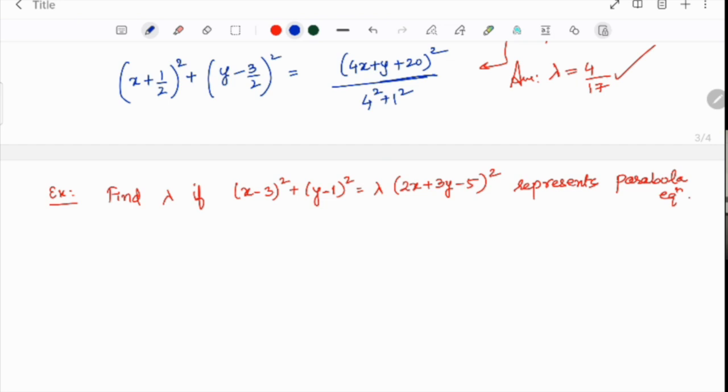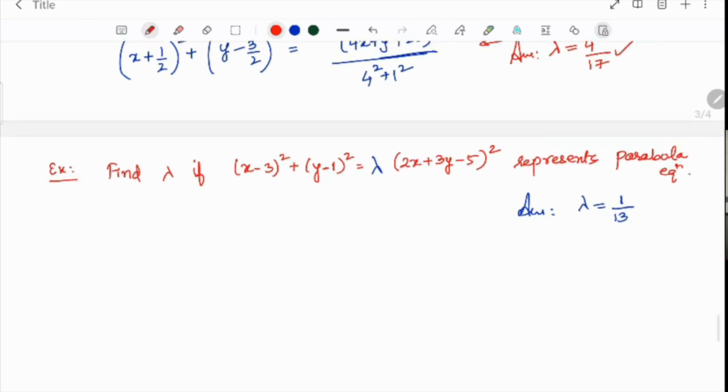So what is it? 1 by 13. 1 by 13 is right. Okay, fine. I think focus is 3 comma 1. Directrix is 2x plus 3y minus 5 is equal to 0. Then actually here 2 square plus 3 square should be there. So 13 should be there, 1 by 13 into this should be there. But instead of 1 by 13, I have given lambda. So lambda value must be 1 by 13. All right. So form 1 we have understood thoroughly.